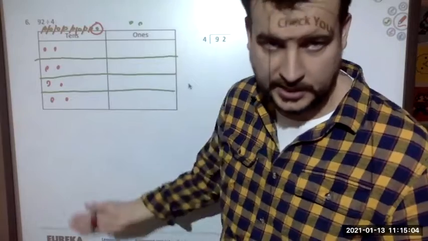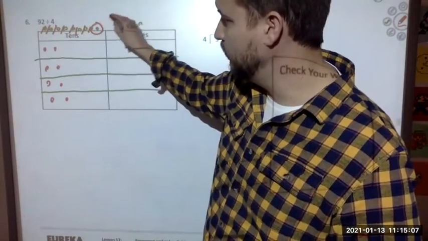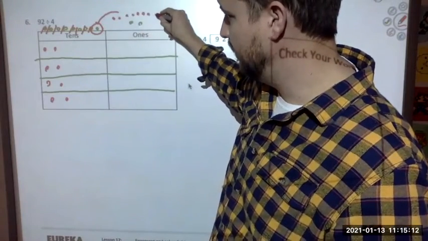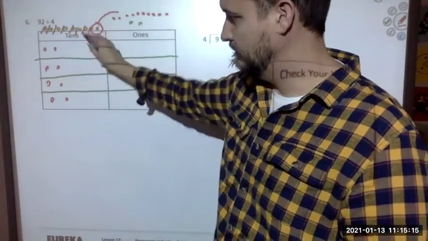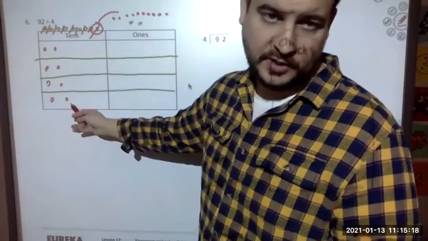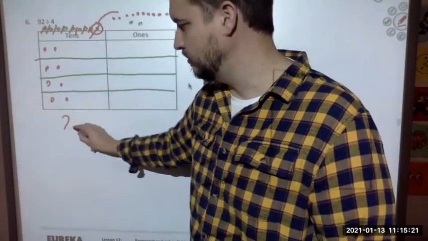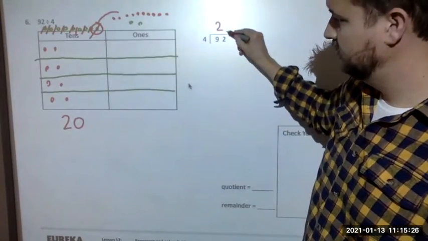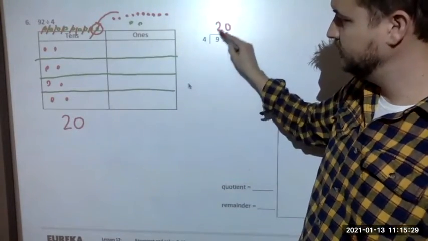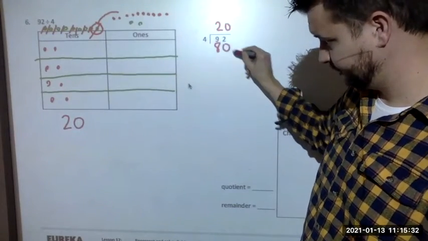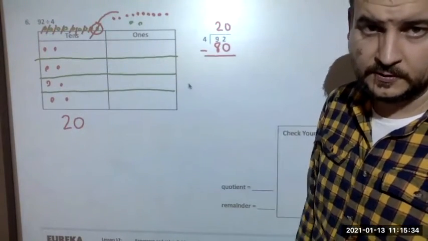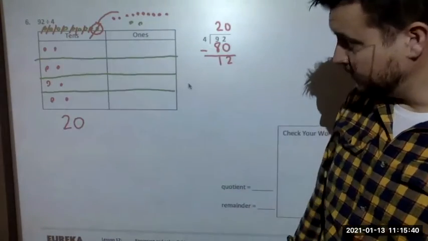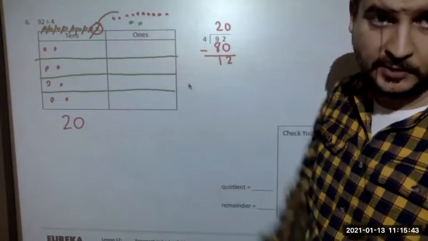I'm going to have to trade, just like we've done in the past. So I'm going to regroup this 10 into 10 ones. 1, 2, 3, 4, 5, 6, 7, 8, 9, 10. Okay? Now it's gone. How many do I have in one group? I have 2 tens, which equals 20. That goes on top. I multiply 4 times 20 equals 80. Subtract. 92 minus 80. Bring down your 2. 9 minus 8 is 1.